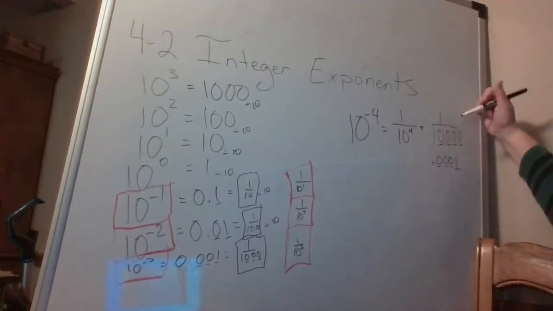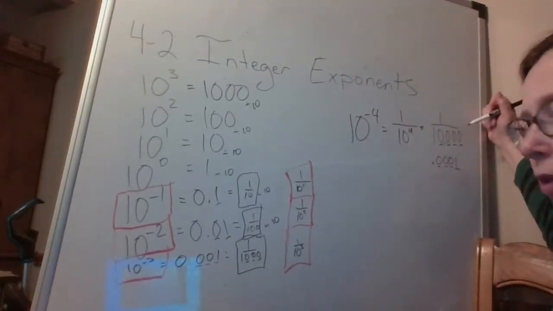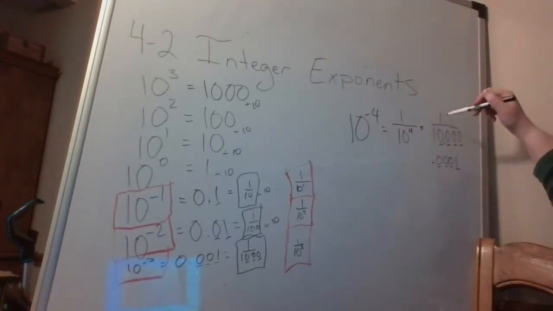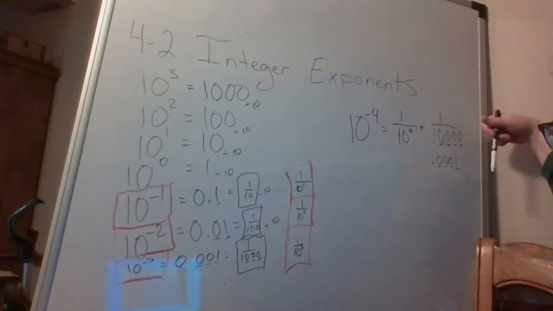Remember that when you read a fraction properly and you read the decimal properly, they should sound exactly the same. So we have 1 10,000th, we have 1 10,000th.